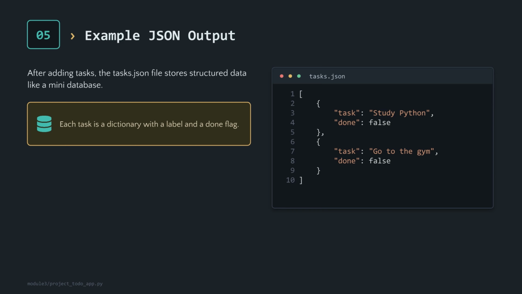Here's tasks.json, and it really does look like a mini database. It's a list holding 2 dictionaries, one for studying Python and one for going to the gym, each with a task label and a done flag currently set to false. So every task is just a small dictionary, and the whole thing is a list of them.